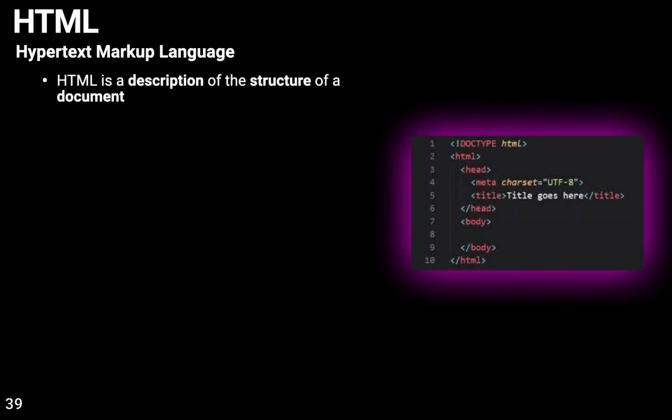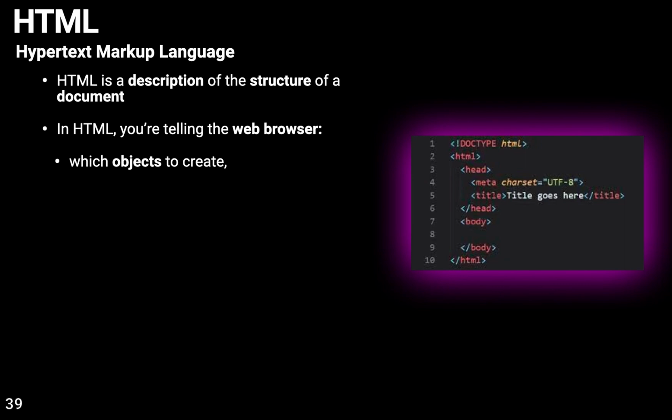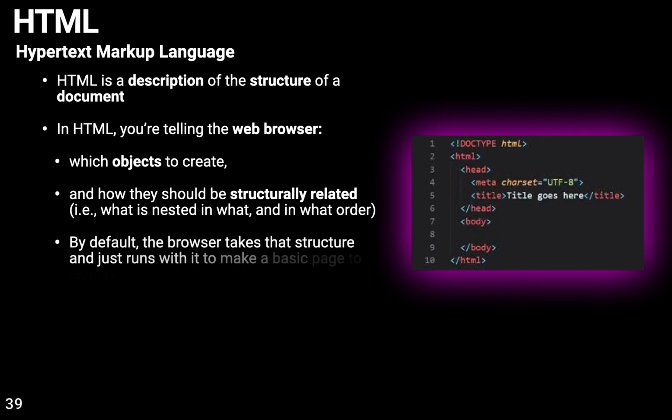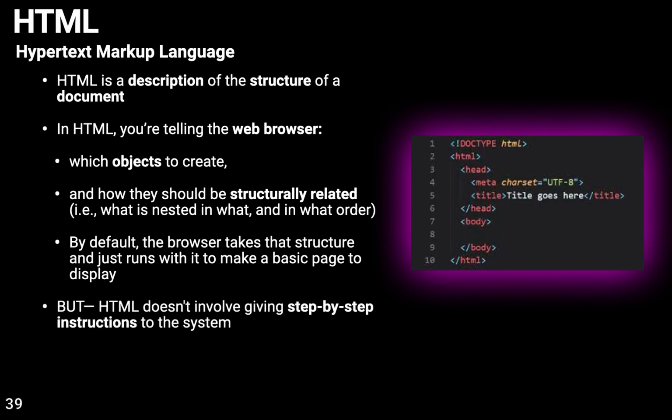Hypertext markup language, HTML. So HTML is really a description of the structure of a document, right? In HTML, you're telling the web browser which objects to create. Should I build a paragraph or should I build a heading? Should I have a table with a bunch of cells in it, or should it be an unordered list? How should they be structurally related? Which ones are nested in what and in what order? And by default, the browser takes all that structure and just runs with it to make a super basic web page to display.